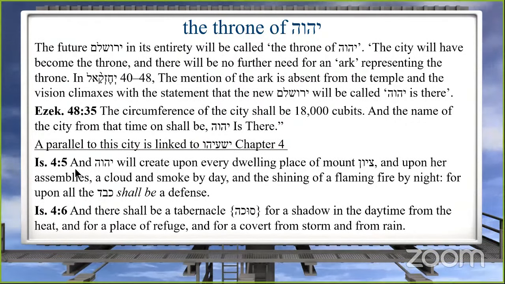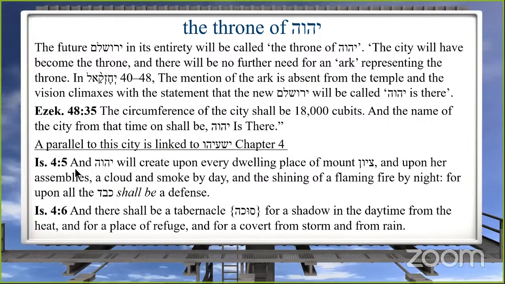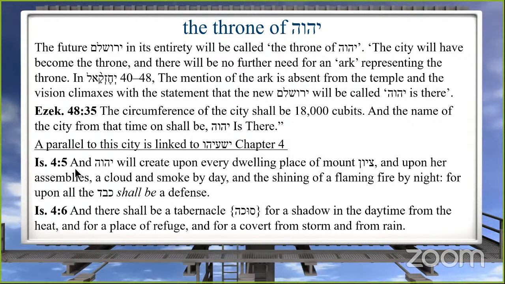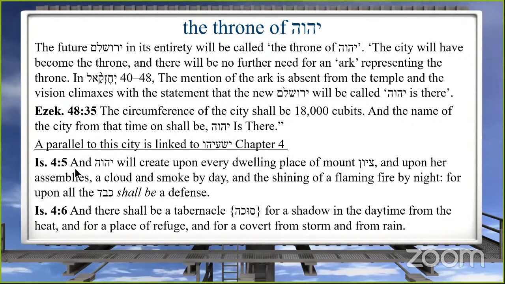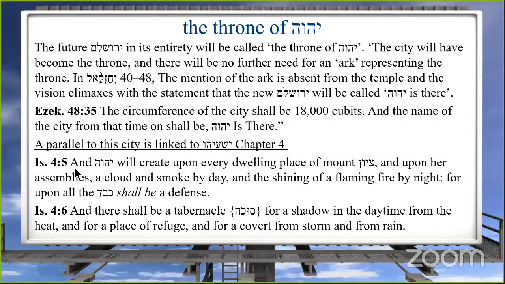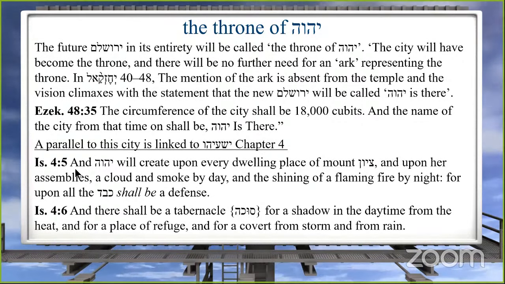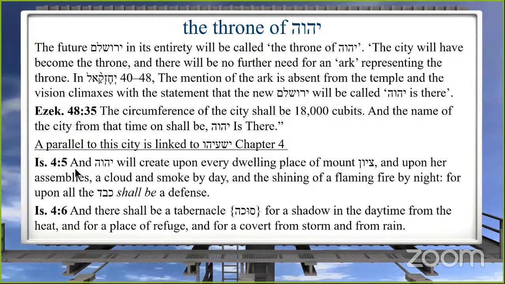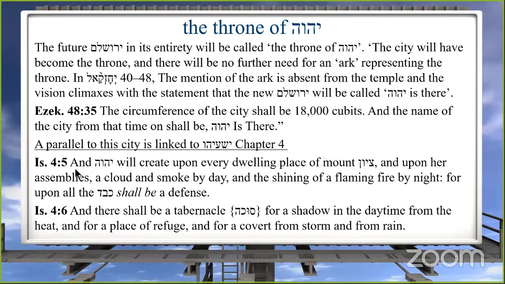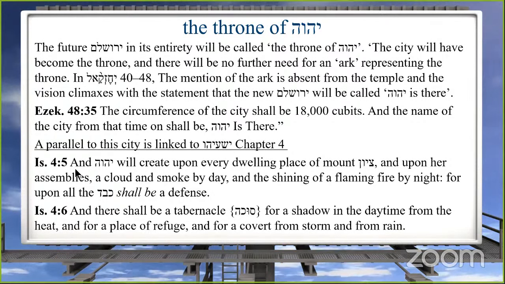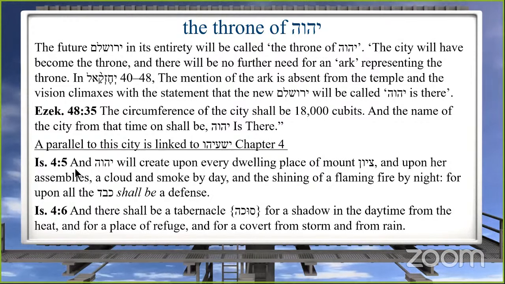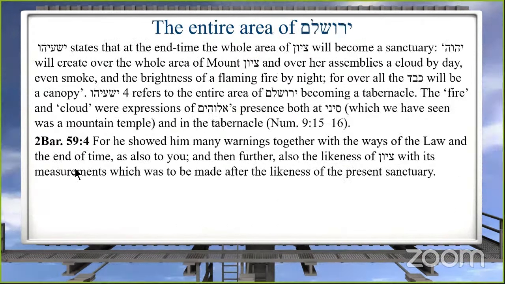Okay. So a parallel to the city you will find in Isaiah chapter 4, verses 5 and 6. It says, "And Yahuwah shall create upon every dwelling place of Mount Zion, and upon every assembly, a cloud and a smoke by day, shining a flame and fire by night. For upon all the esteem of Chabod shall be a defense. And there shall be a tabernacle," but that word tabernacle is the word sukkah. So it'll be a sukkah for a shadow in the daytime from the heat, and for a place of refuge, and for a covert from storms and from rain. Okay, so again, we'll see most of this stuff next week.